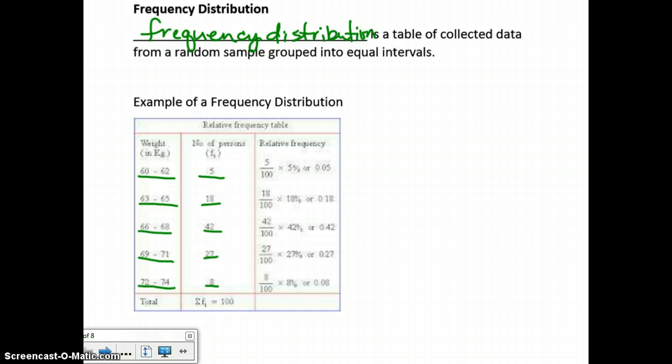The relative frequency was also available on this table, but we're really only concerned about the interval and the frequency here. Frequency meaning how many values were in that range.